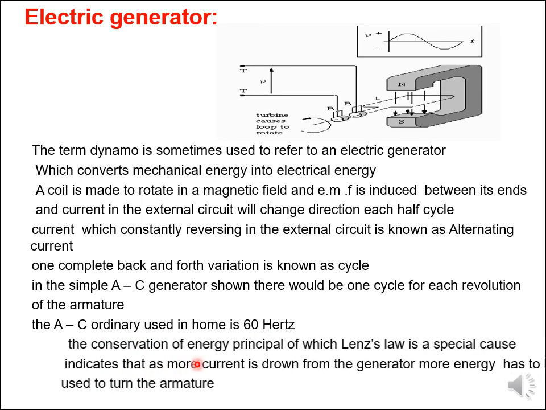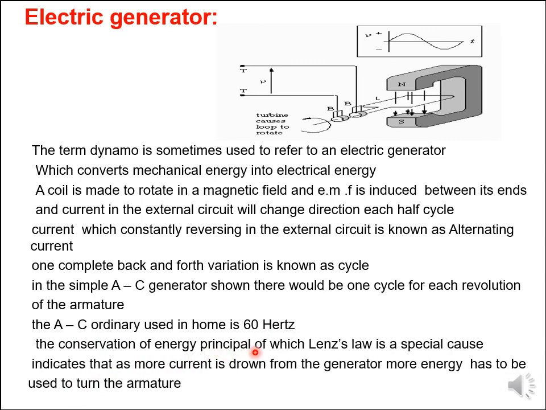The conservation of energy principle, of which Lenz's law is a special case, indicates that as more current is drawn from the generator, as more current is produced by the generator, more energy has to be used to turn the armature.